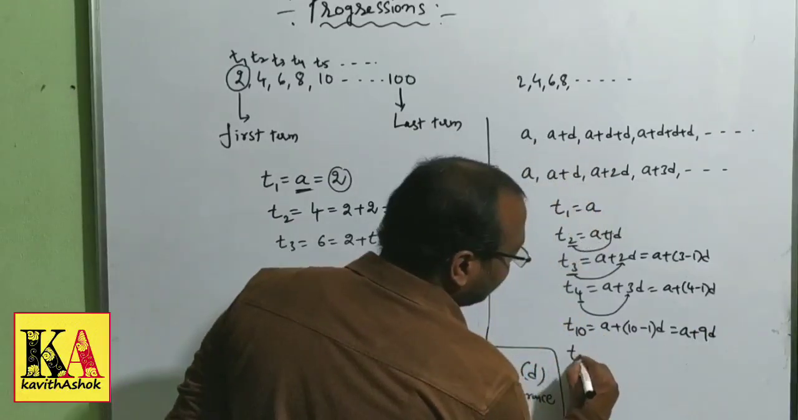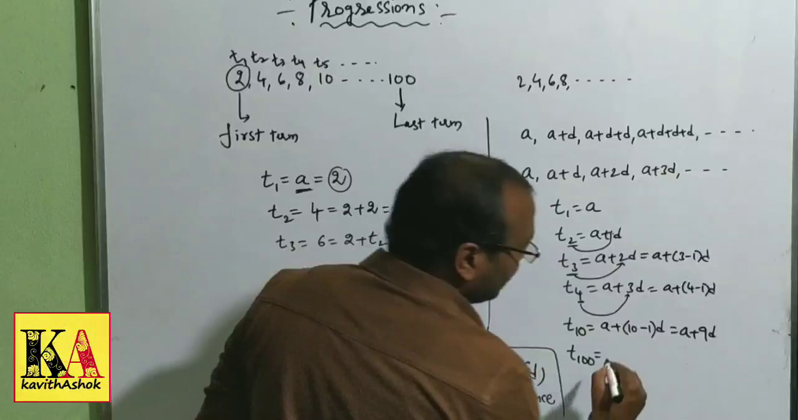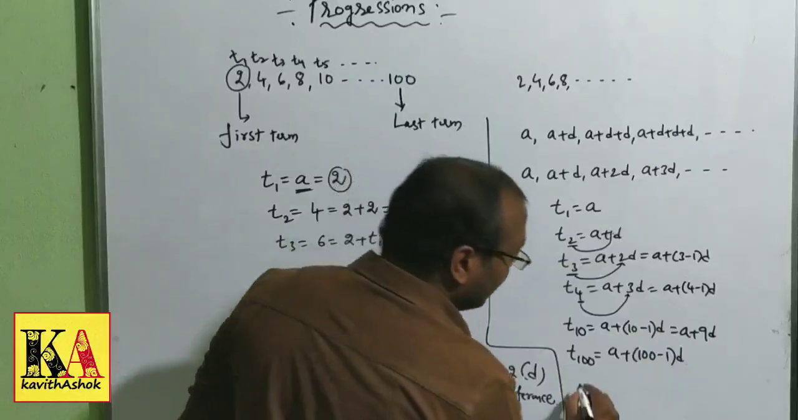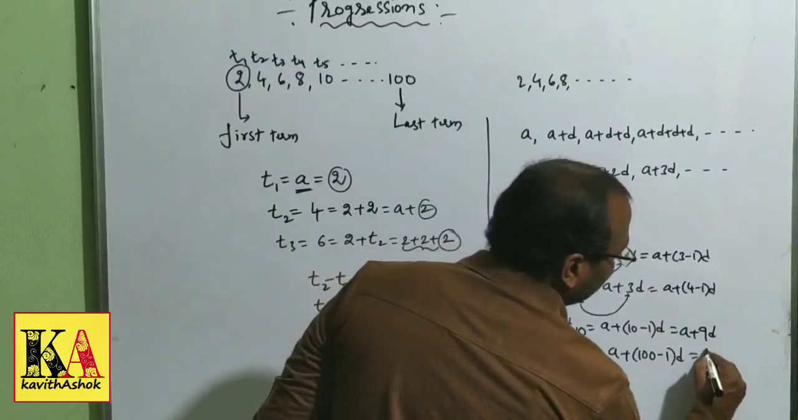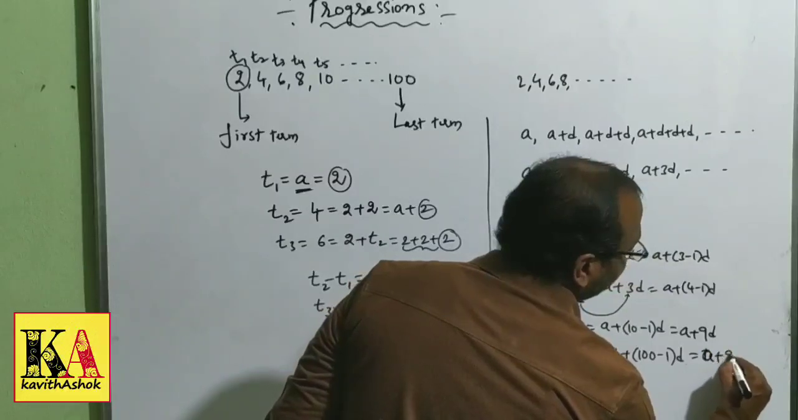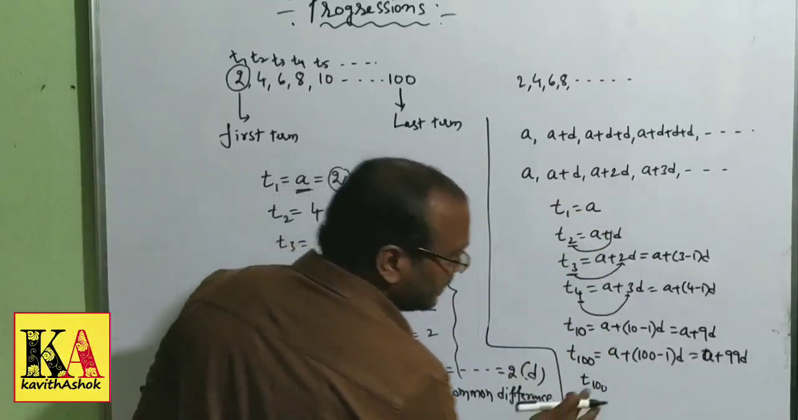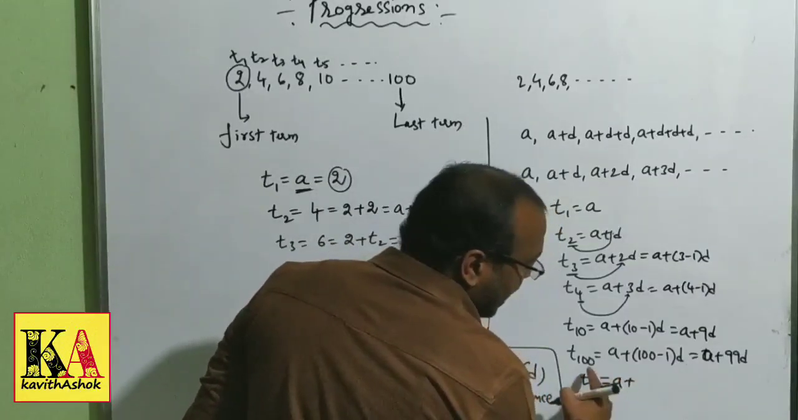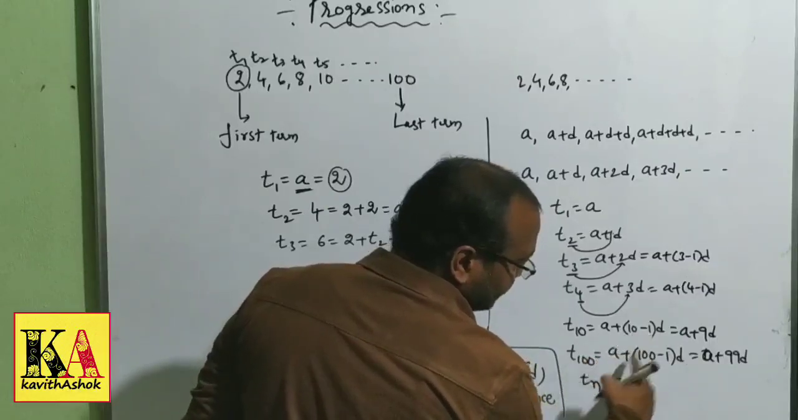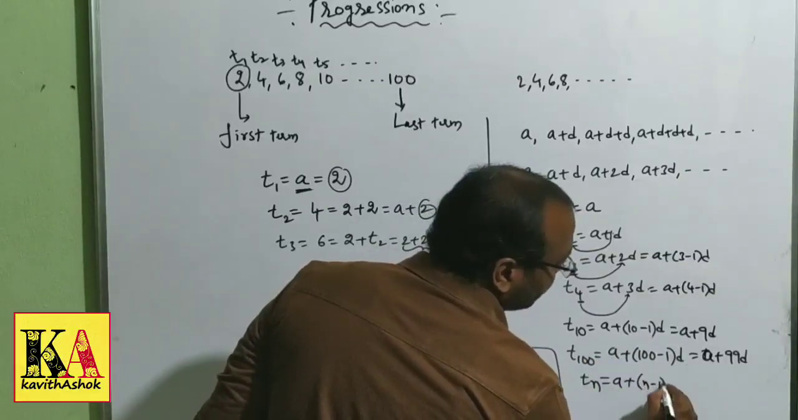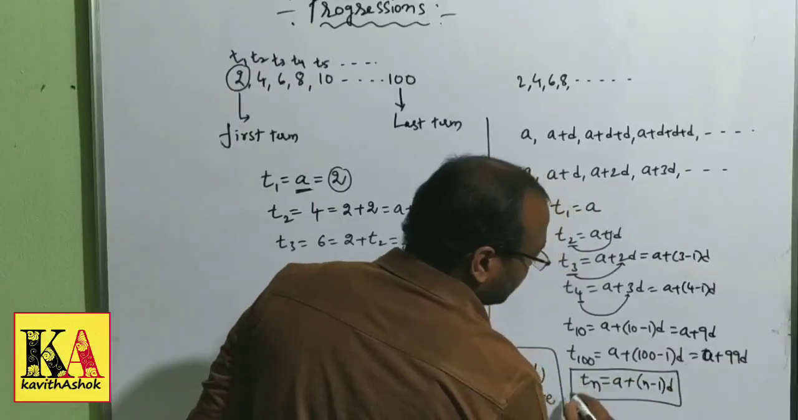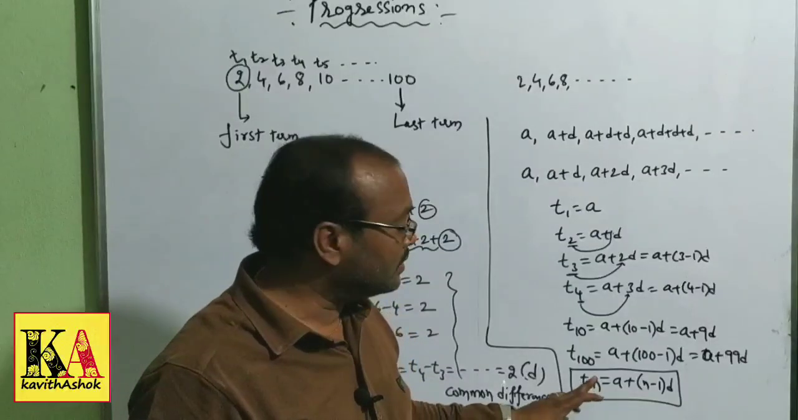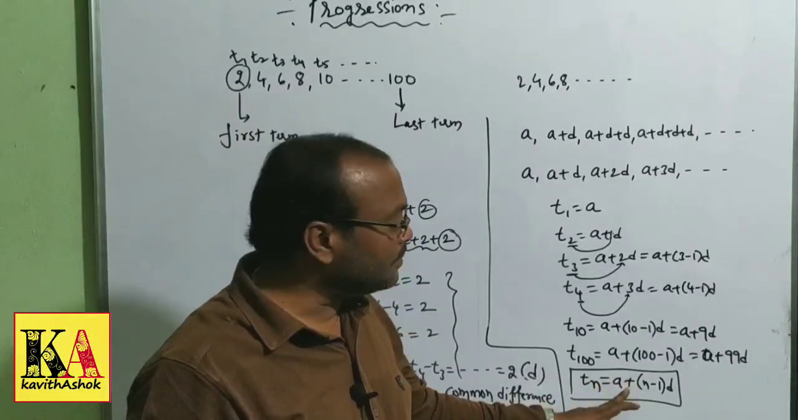Now tell me, what is T100? According to this, we can write A plus 100 minus 1 into D. So finally T100 is A plus 99D. In the place of 100, if you take n, what will it become? A plus n minus 1 into D. So this is the formula to find the nth term in an arithmetic progression. Is it clear now? Tn is equal to A plus n minus 1 into D.